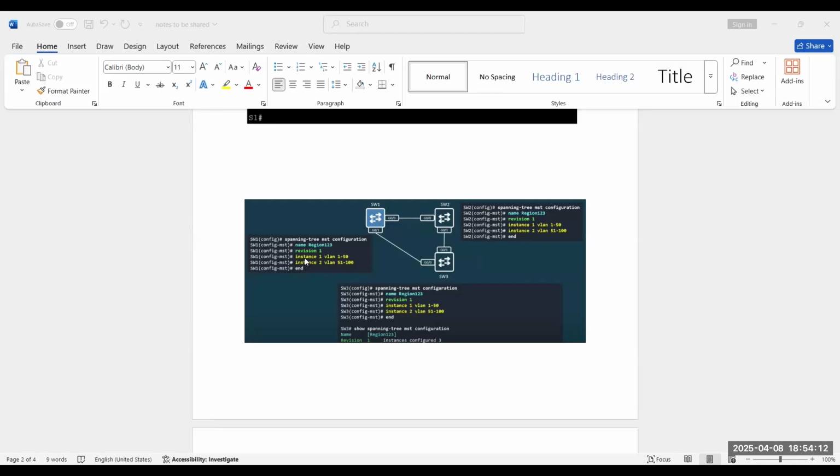Next, we have mentioned that instance 1 will have VLAN 1 to 50, and instance 2 will have VLAN 51 to 100. The same configuration should be applied in all the switches that belong to the same region. This is how we need to configure MST initially. This is the initial, basic configuration that should be applied on the switches.